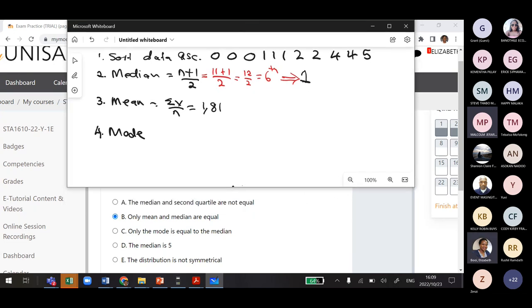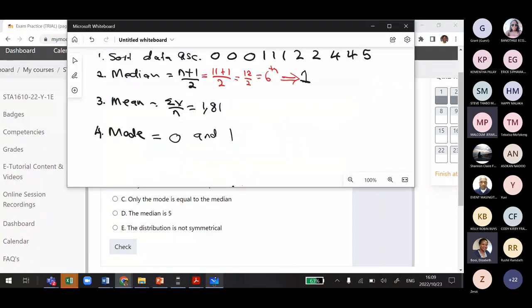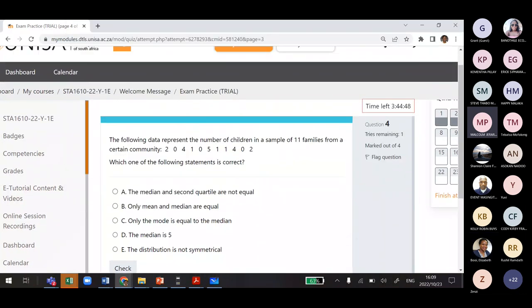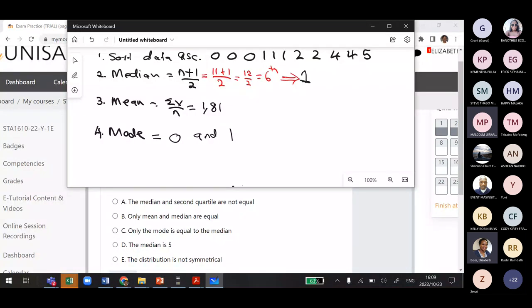The mode? It's bimodal. It is a bimodal one, but the mode is 0 and 1. And 1. So now let's answer the question to choose which one is incorrect. Let's clear my answer because when I clicked somewhere, it... Okay, so we have all the information we require.